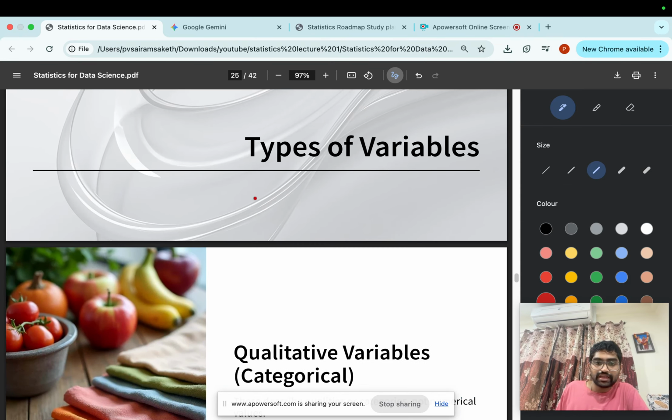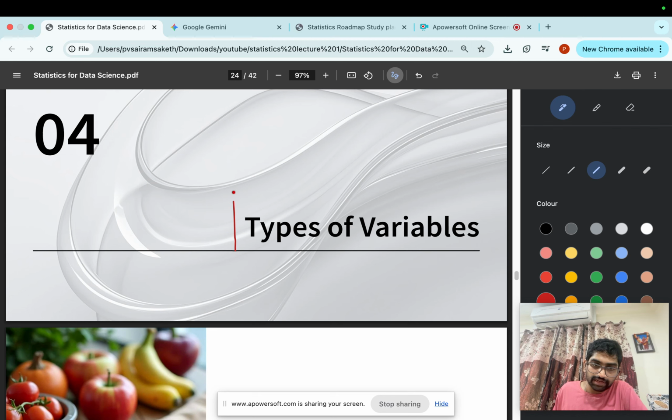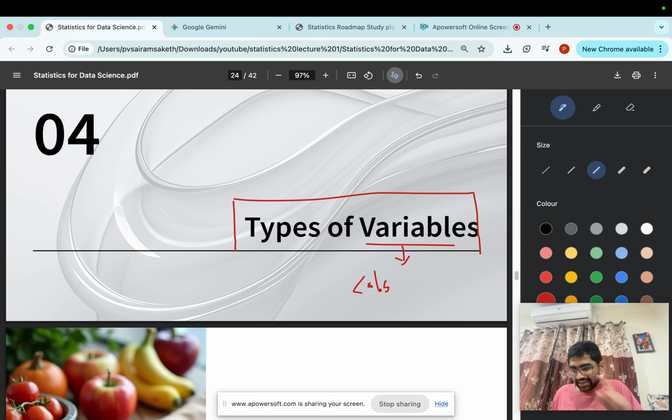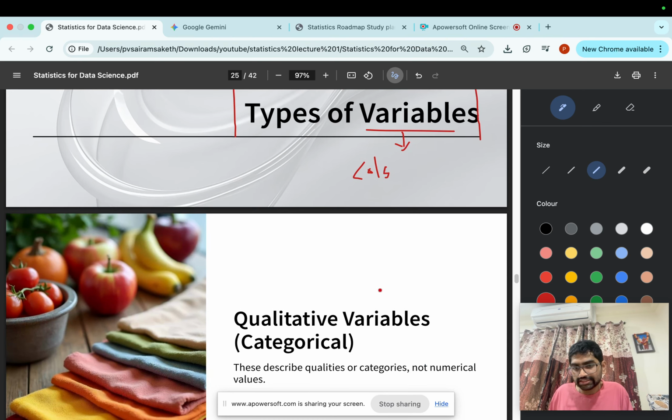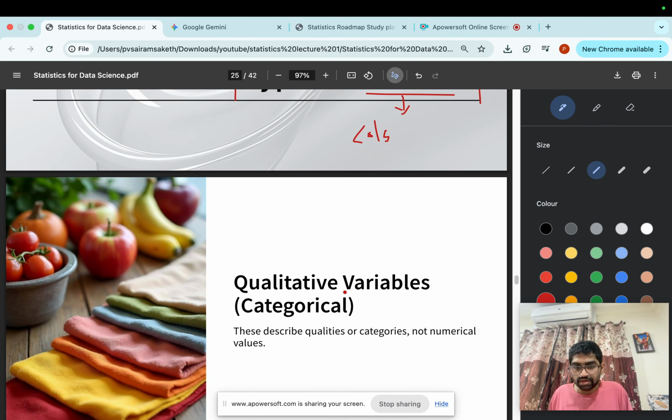Now, types of variables, very important. When I talk about variables, we are dealing with columns. Variables, features, columns, everything is the same. It's just the word that we use. In statistics we use the word variables. The first thing is qualitative variables.